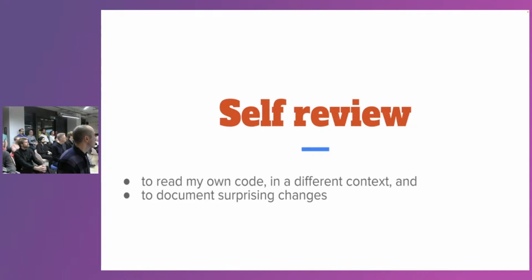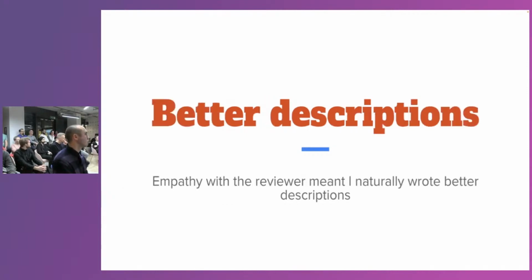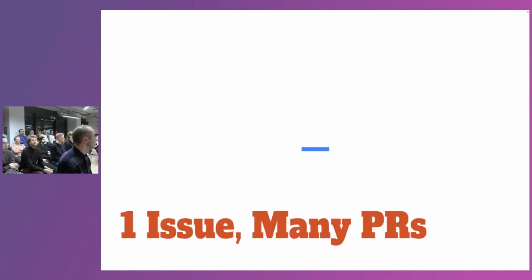And so I could document surprising changes, not surprising bits of code, but surprising changes that didn't live in the comments of the code itself. And I found the empathy with the reviewer meant that the descriptions I was writing in the PRs became much more descriptive. You had no description, and then you ended up with a template, and then ended up writing a short description of what was going on. And then, I'm going to talk about this a bit more, the one issue, many PRs. That's a natural effect of this approach.